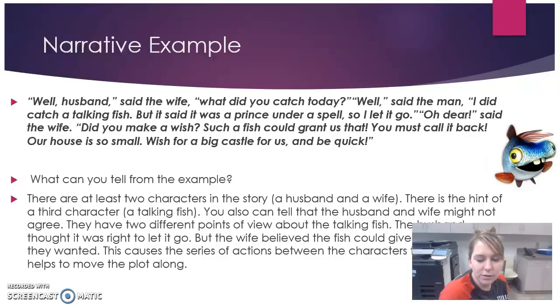You can tell the husband and wife might not agree. They have different perspectives on what the husband should have done with the fish. The husband wanted to let it go. The wife thinks that he should go get it back and make a wish. So we see a little bit of the conflict and the disagreement amongst the two characters. So we can tell a lot from just a few lines of dialogue, which is why dialogue is super important in narrative writing.